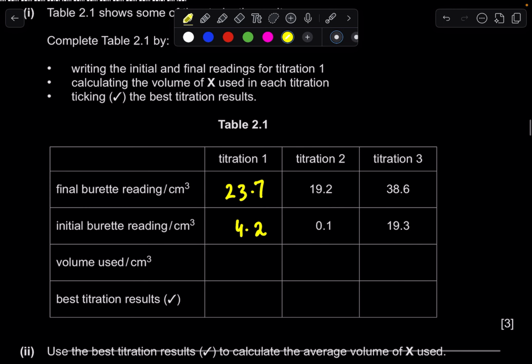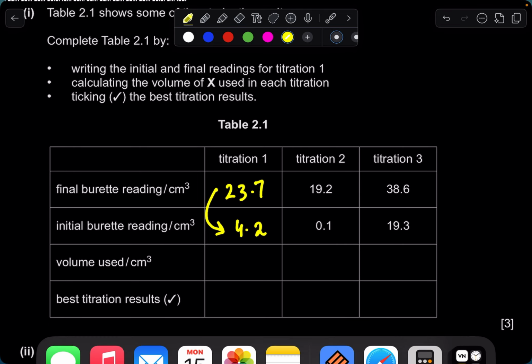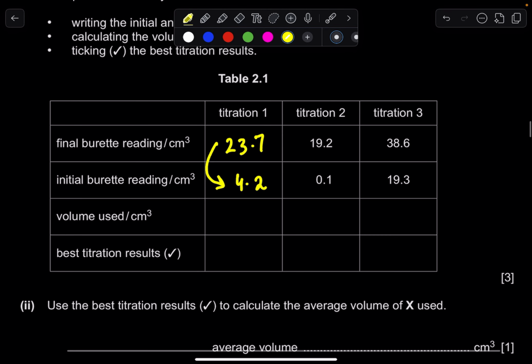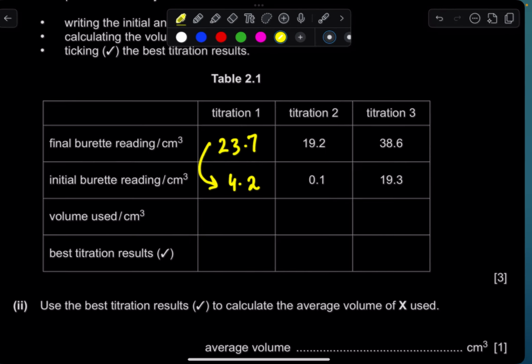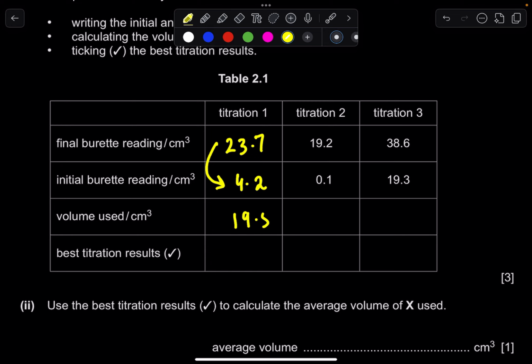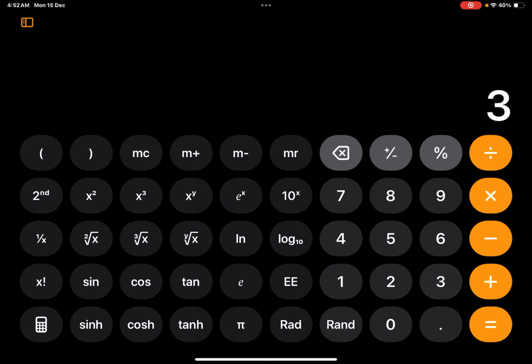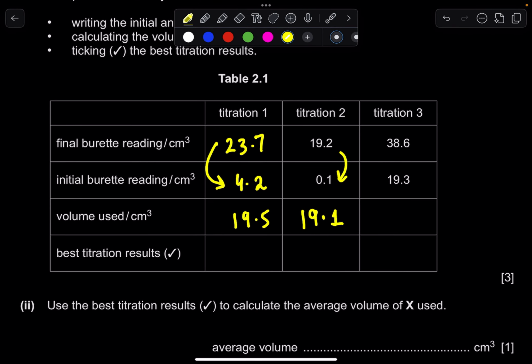How do we find the volume used? We subtract the two readings. So 23.7 minus 4.2. This is, by the way, a difficult mole question, because I'm going to tell you in the later parts it's going to be difficult. 19.5, and 19.2 minus 0.1 is going to be 19.1. And 38.6 minus 19.3 is going to give me 19.3.